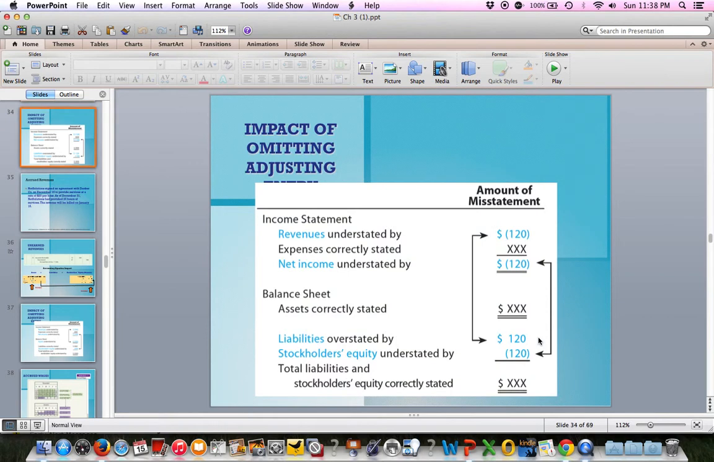And you can see that if we don't do that, we will understate revenues by 120, which means we'll understate net income, and then liabilities will be too high and equity will be too low, both by 120.